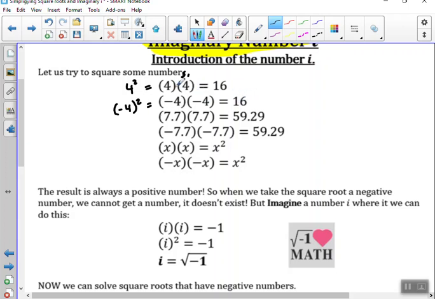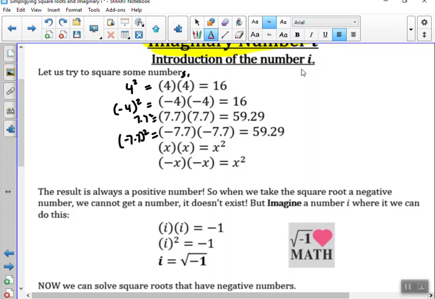When I square positive 4, I get 16, and when I square negative 4, I also get 16, because negative times negative is a positive, right? So no matter what my numbers are, when I square something, my results are always going to be positive. There's no way for me to get a negative number this way. Okay? So here I had 7.7 squared, and then here you have negative 7.7 squared, and you get a positive 59.29.